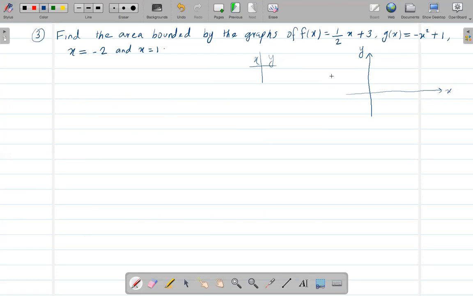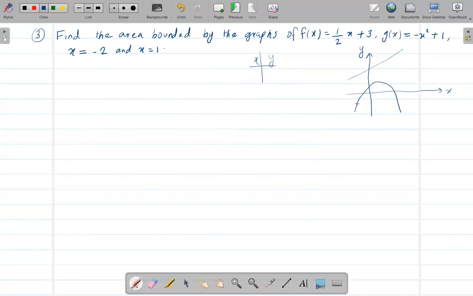So give some value for x, you'll get y. So basically you'll get a line, something like this, which will be f of x equals 1/2 x plus 3. Good, this line. And again, you can do the same thing, an XY table, for this one. And also we have a negative, so that means our graph is going to be concave down. And in this case, this g of x will be on the bottom.